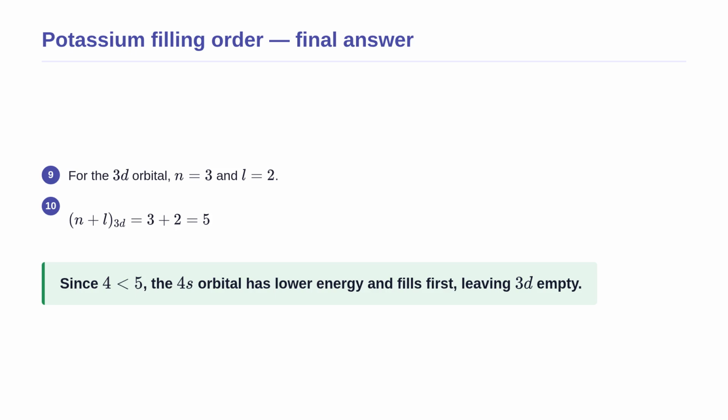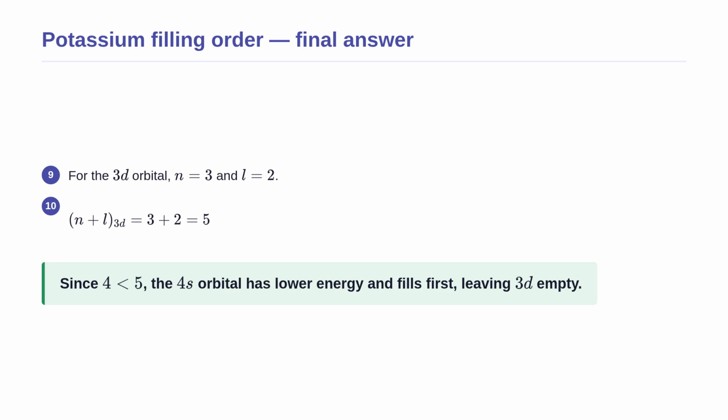With the 4s score calculated, now we evaluate the 3d orbital. Here, the principal quantum number n is 3. Because it is a d orbital, the azimuthal quantum number L is exactly 2. Plugging these numbers into our equation, we add 3 and 2, which gives us an energy score of 5.